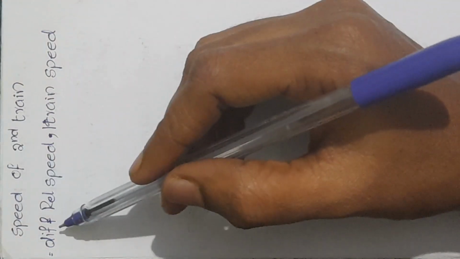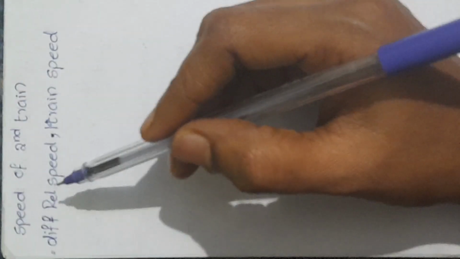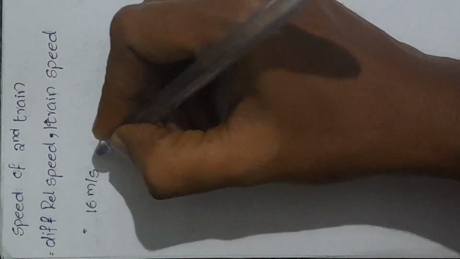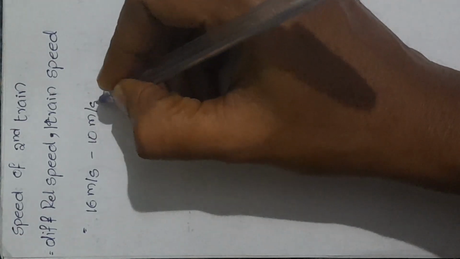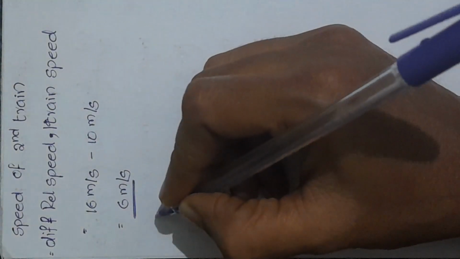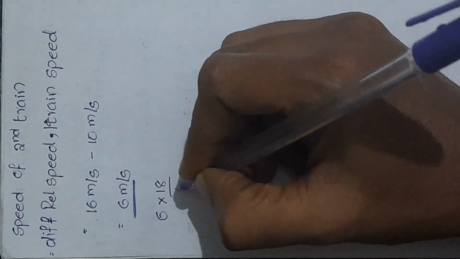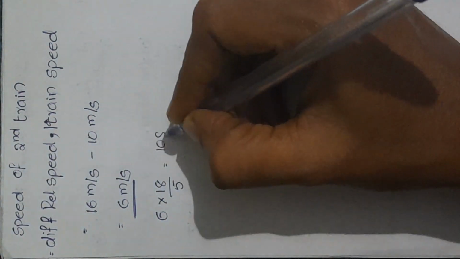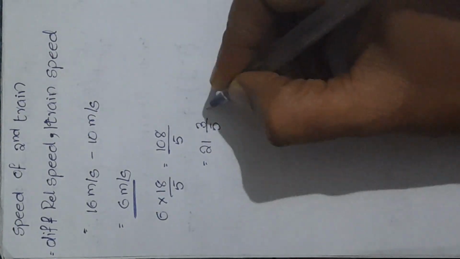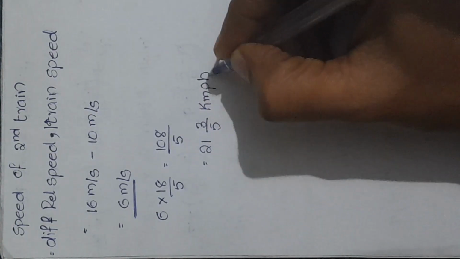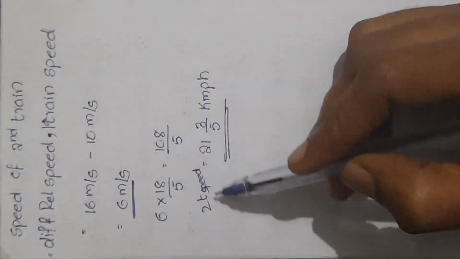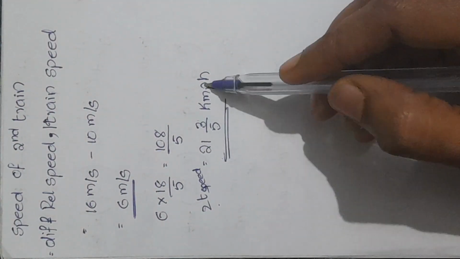Now the speed of the second train is the difference of the relative speed and the first train speed. That is, the first train speed is 16 meters per second and the relative speed is 10 meters per second. So the speed of the second train is 6 meters per second. Converting this into kilometers per hour, 6 into 18 by 5, we get this as 108 by 5. This can be written as 21 3 by 5 kilometers per hour, which is the speed of the second train.